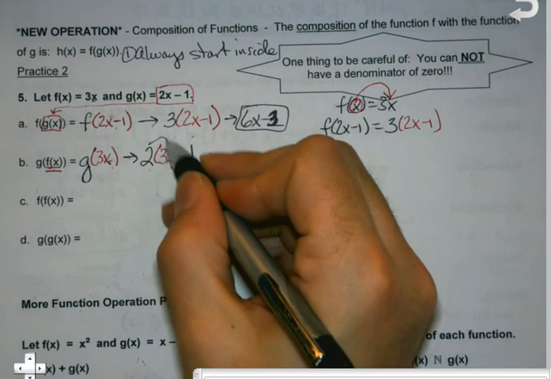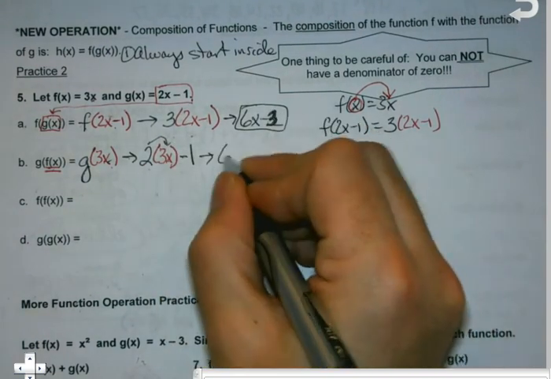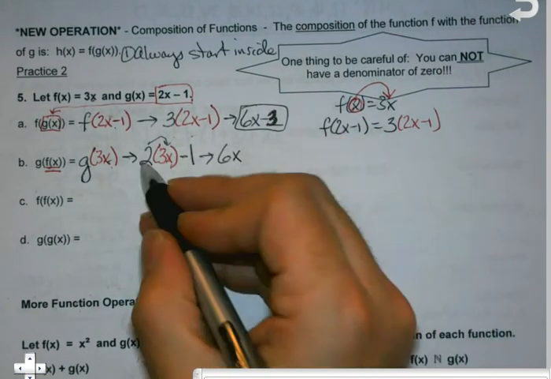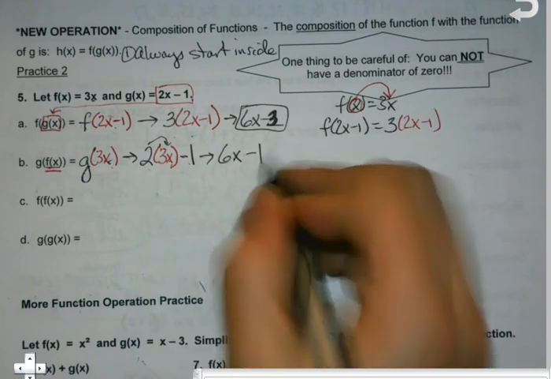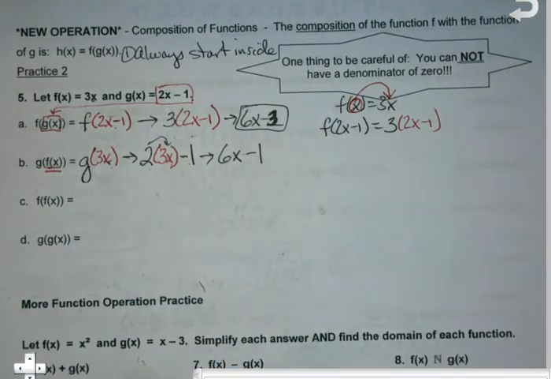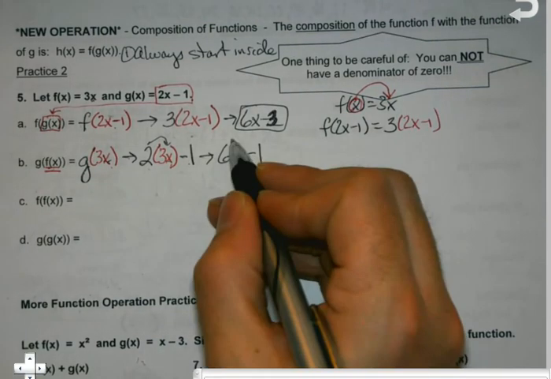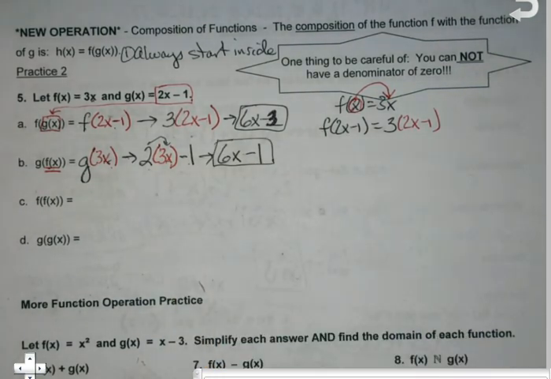So now, to simplify this one, 2 times 3 is 6x. Do I distribute the 2 to the 1? No. That's why the parentheses, again, become important. You're only going to multiply to where you see the parentheses. I didn't do anything screwy this time. Good.